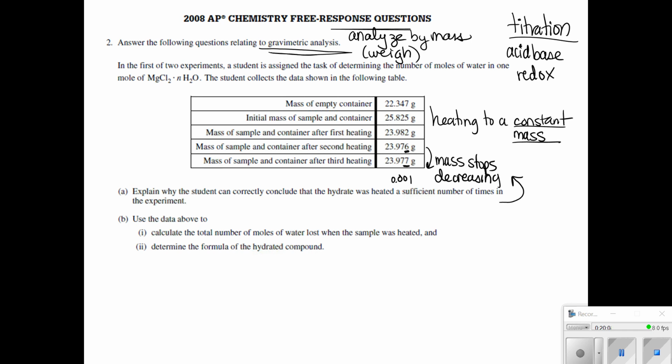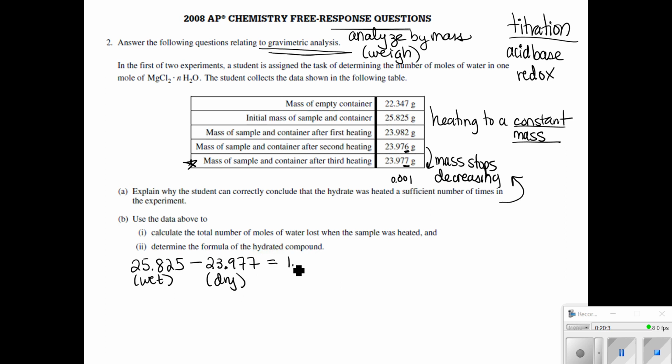So I'm going to take the mass of my initial hydrate plus the container, which was 25.825. That is my wet sample. And I'm going to subtract from that the final mass. So we should always use the final mass. You might be wondering, should I use the second heating because that's the lower number? No, you should always use that final number. That's a rule of thumb. And this is our dry sample.